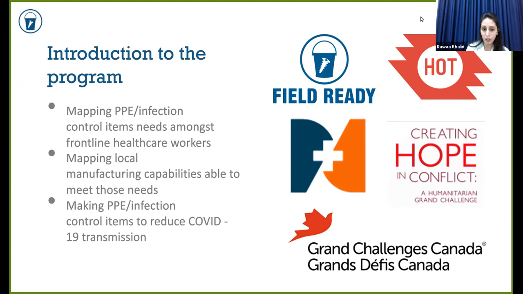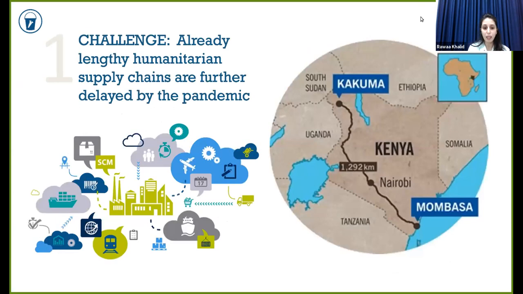Our program includes mapping local manufacturer capabilities to be able to meet those needs, and finally making the PPEs and infection control items to reduce COVID-19 transmission. Our program combines three humanitarian innovations, like Humanitarian OpenStreetMap and the Needs List, both of which work on mapping the needs and manufacturing capabilities.